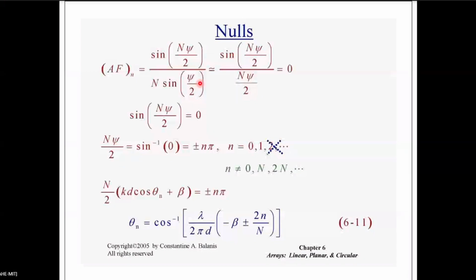If this condition is there, then it will be a 0 by 0 form, so you will get the maximum value. Okay. If you expand psi, then n/2 (kd cos theta plus beta) is equal to plus or minus m pi. So theta m is equal to cos inverse of this, where k is equal to 2 pi by lambda. Any questions still here? No, sir. Okay.